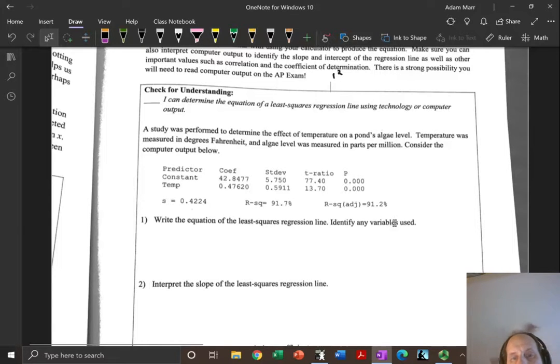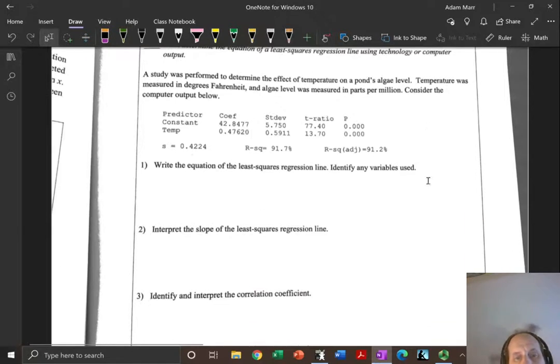Identify any variables used. Okay, so no problem. Let's do it. First of all, where it says constant, that is my y-intercept. Because you think about it, y hat equals b sub 0 plus b sub 1 x. B sub 0 is your constant, so that's b sub 0. And we're next to temp right here.